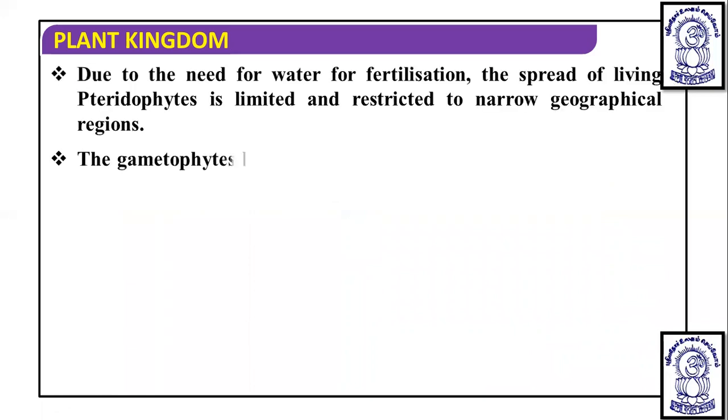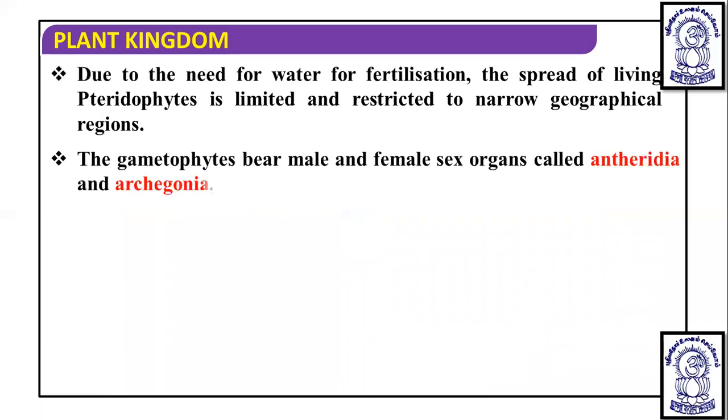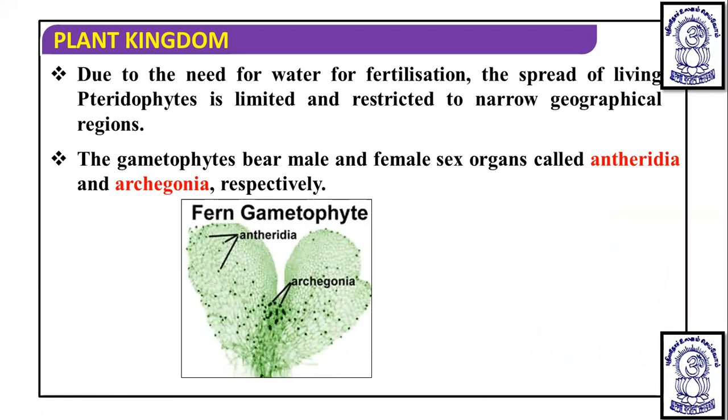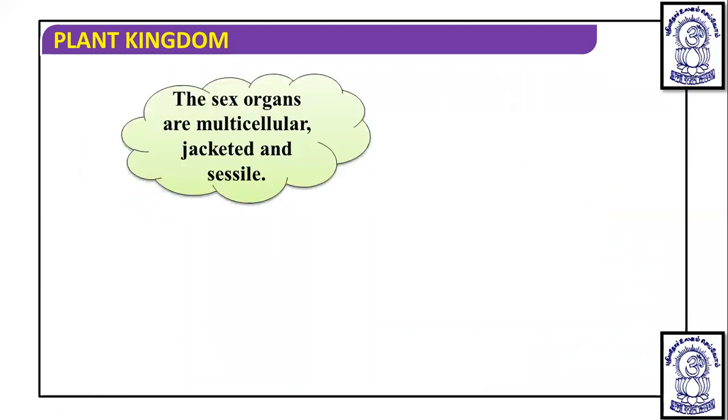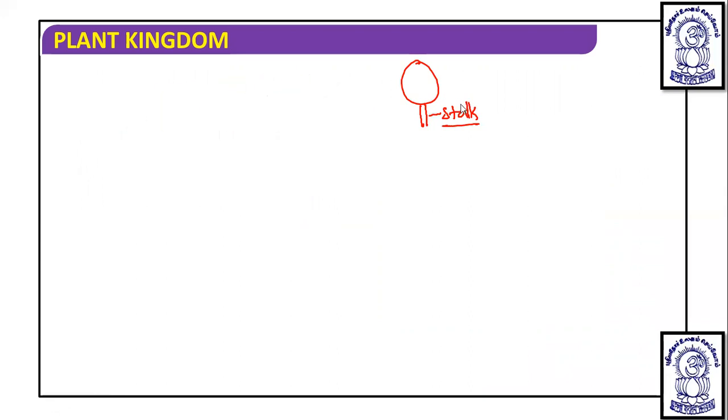Due to the need of water, the spread of living pteridophytes is limited and restricted to narrow geographical regions. We have discussed that the gametophyte bears male and female sex organs. You can see these are the antheridia and archegonia as labeled in this fern gametophyte. The sex organs are multicellular, jacketed and sessile. Sessile means they do not have a stalk. Suppose this is the sex organ and this is a stalk; such a stalk is not found in pteridophytes. But in bryophytes, as we have discussed, a stalk is present.